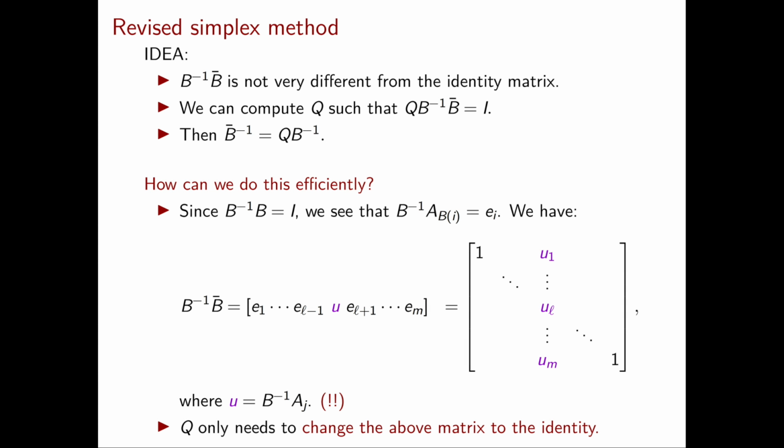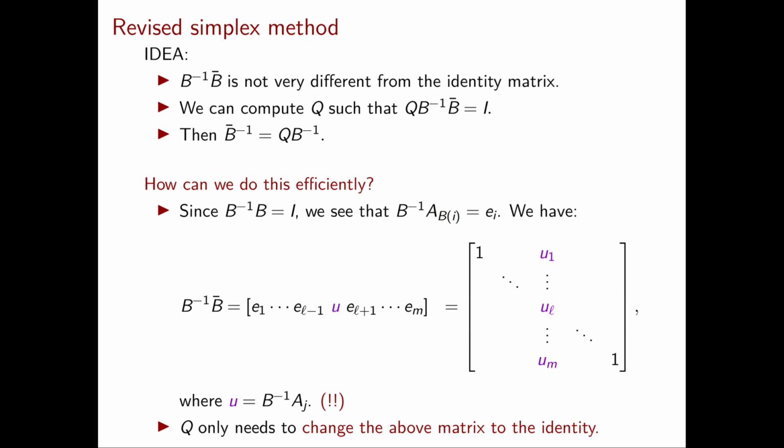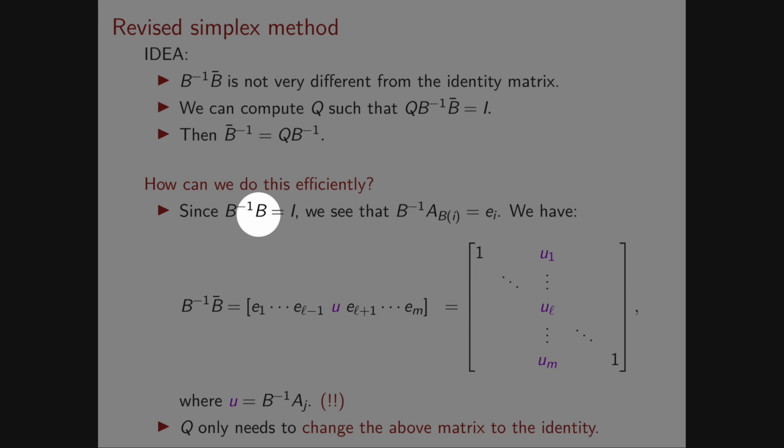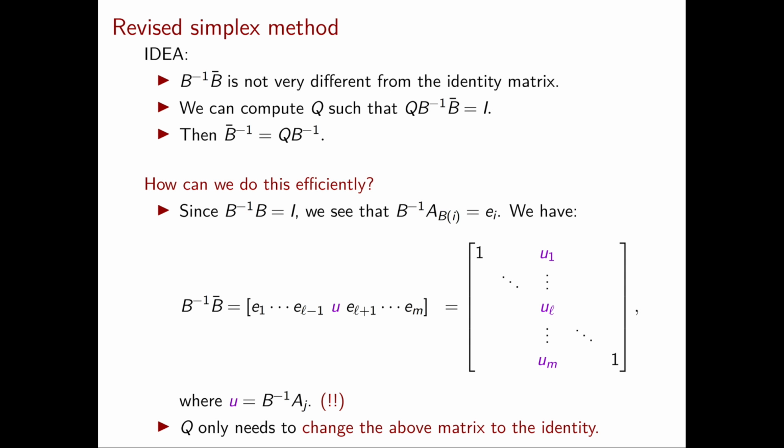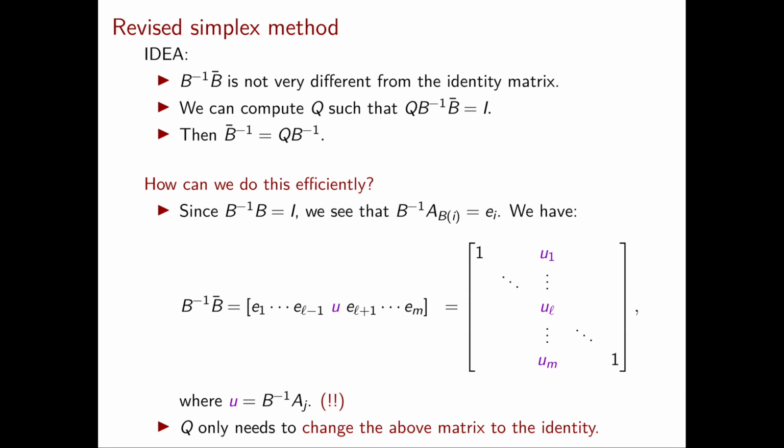So let's get back to the first step and compute B inverse B bar. Of course, B inverse times B is equal to the identity. And now, if we look separately at all the columns of B, we obtain that B inverse times ABI is equal to EI for every I that goes from 1 to m.